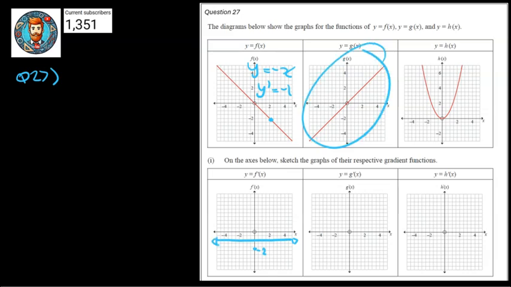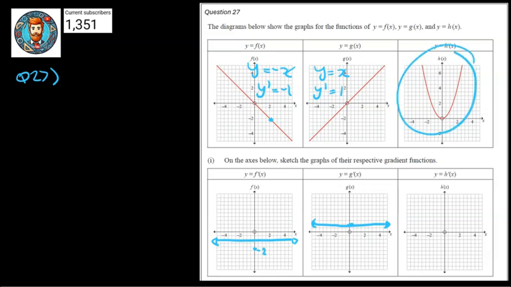So same thing for the second graph. This graph again is just a simple one, y equals x. When I differentiate that, I get y dash equals 1. So it's going to be similar to this, except it's going through positive 1, which is over there. So again, sketching that line there. That's my gradient function there.